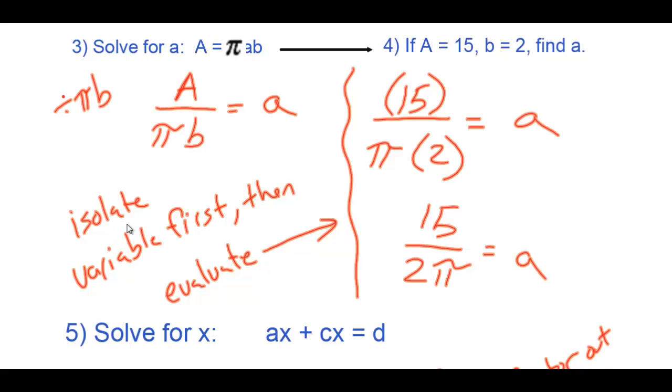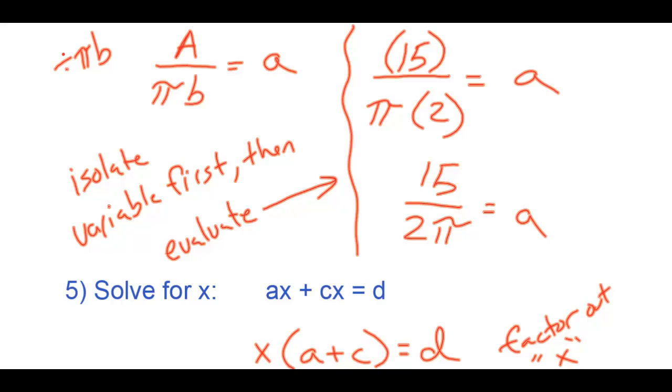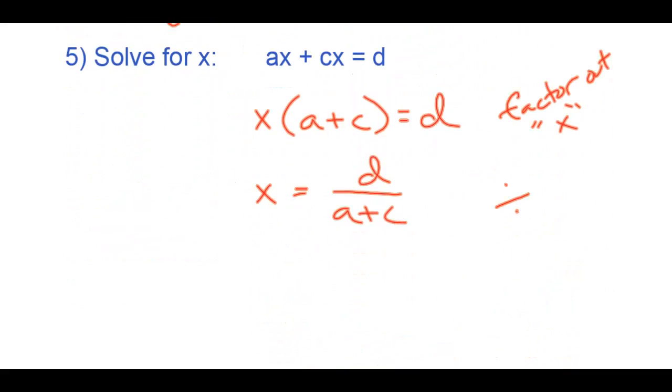Notice here it says isolate first and then evaluate. So now it tells us if big A is 15 and little b is 2, find a. So instead of solving back from the beginning, you just plug it in to where you're at right here. 15 goes there for A, 2 in for b, and then we evaluate 15 over 2 pi as our answer. And we leave our answer like that because that's irrational. So that's the whole purpose of literal equations: to isolate a variable, and then you can later simplify it and not have to go through all the algebra again.